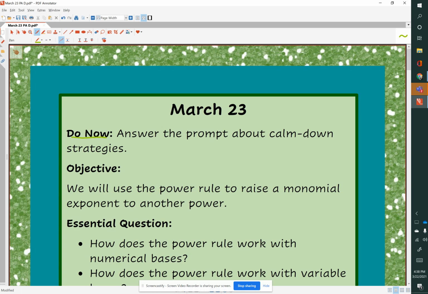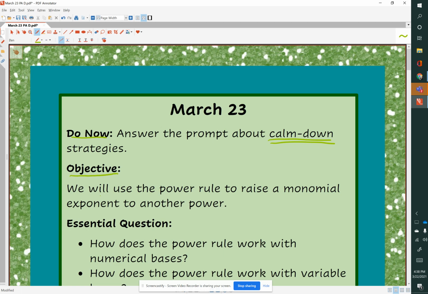Our Do Now prompt is about calm down strategies. I love calm down strategies. Y'all know I keep that bubble wrap in the back of the room in my calm down basket. Whatever it is you do, we all need a strategy to soothe us, to calm us down, to chill us, because sometimes we just are feeling overwhelmed or angry or over the top. So that's our Do Now.